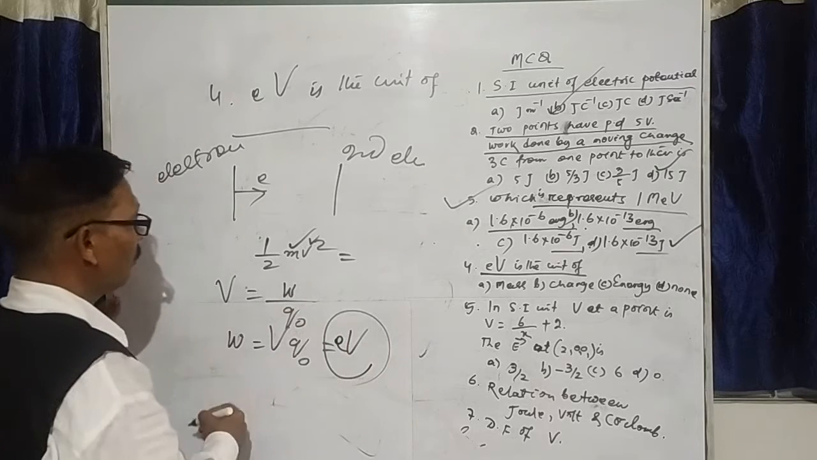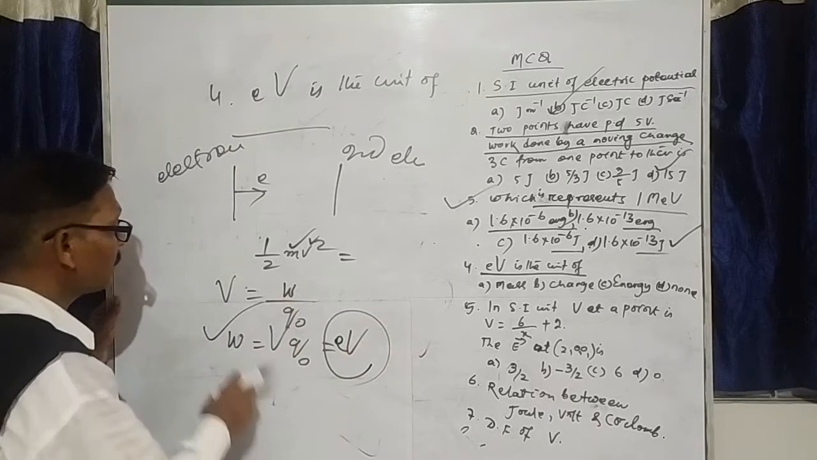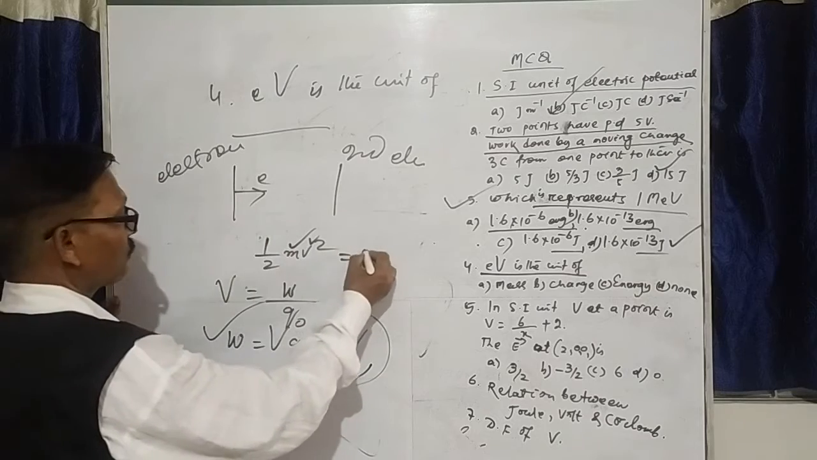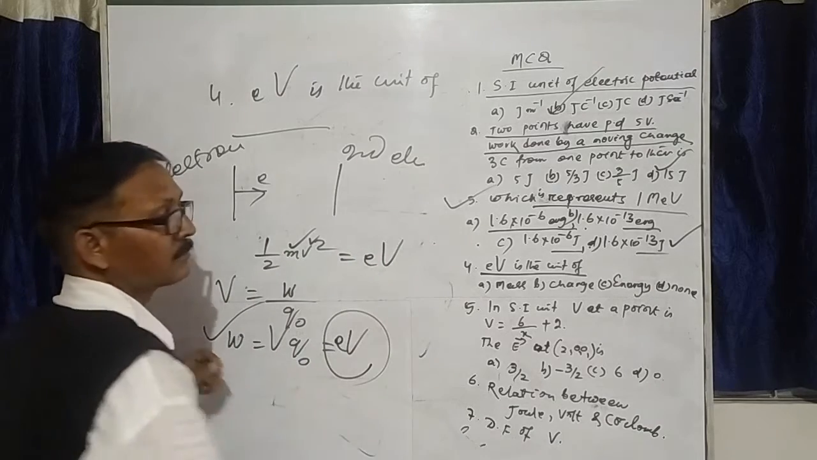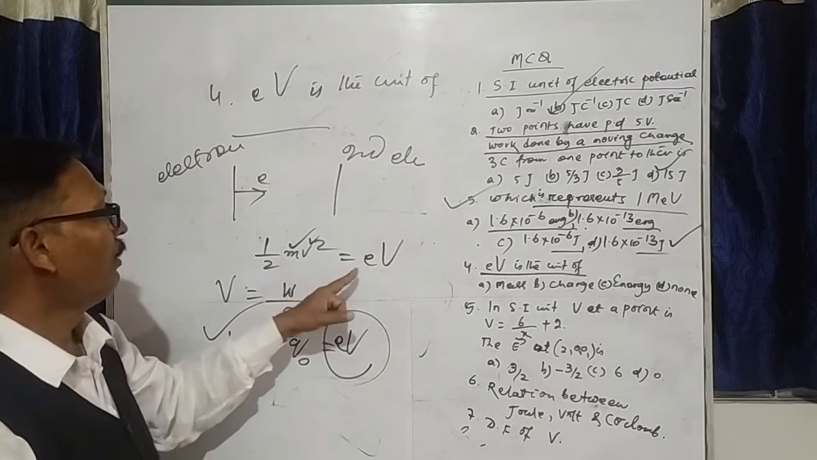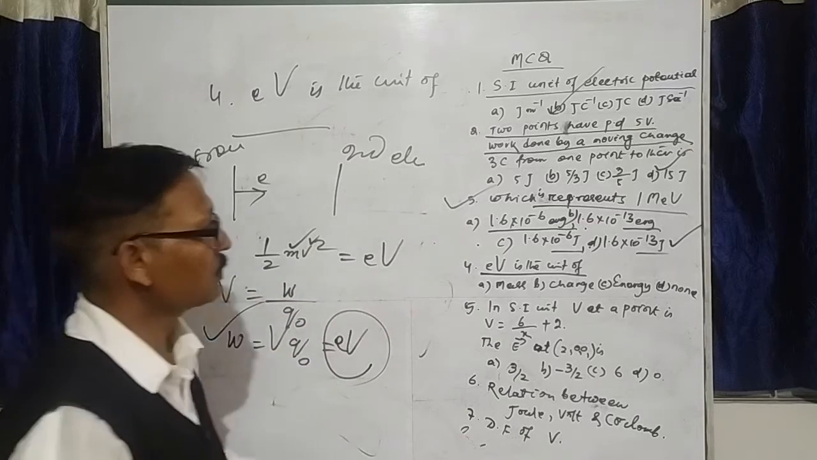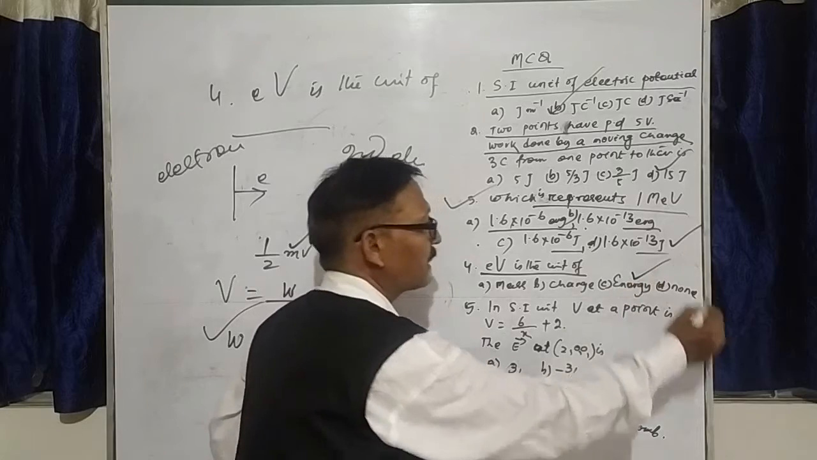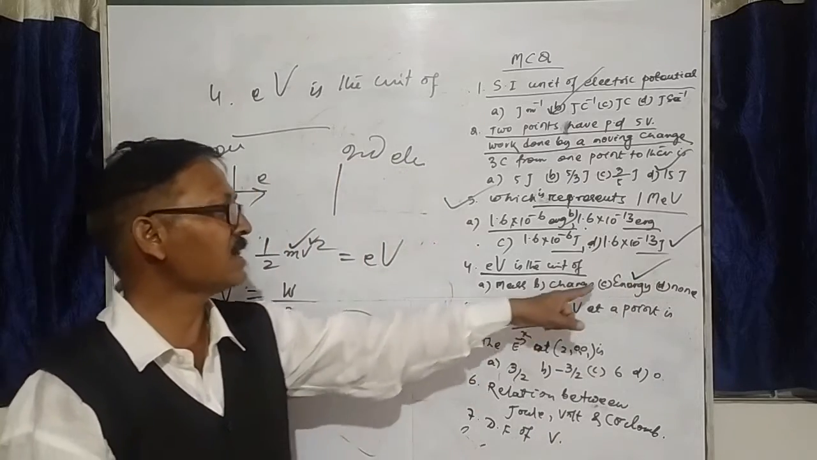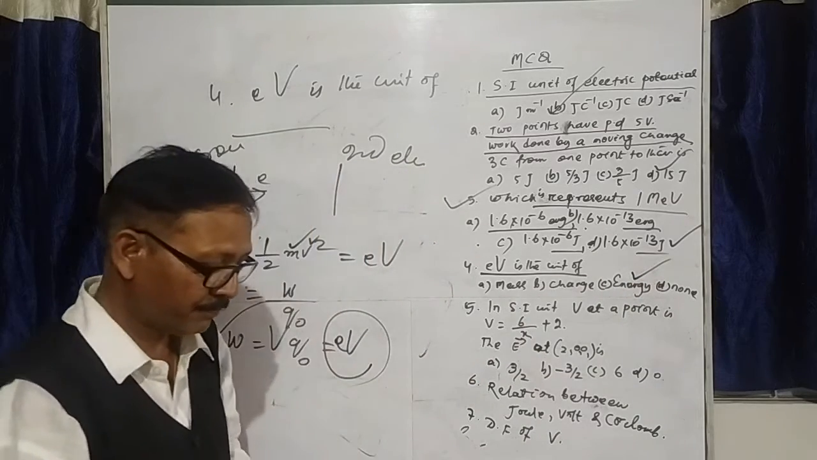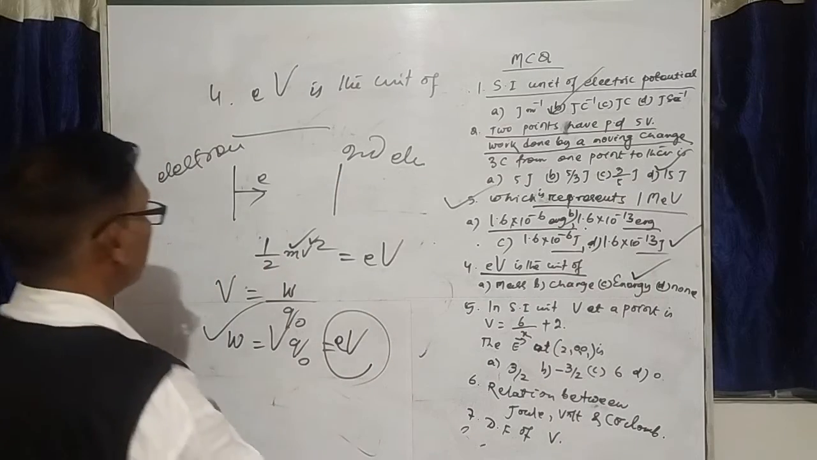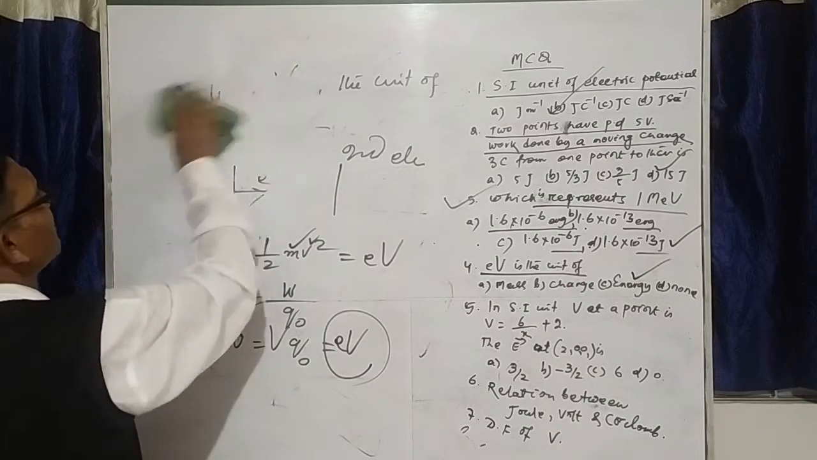So electron volt is the unit of work, that is, work is equal to kinetic energy. So electron volt is the unit of energy. Energy is the physical quantity, so you pick C as the correct answer. Okay, so electron volt is the unit of energy.